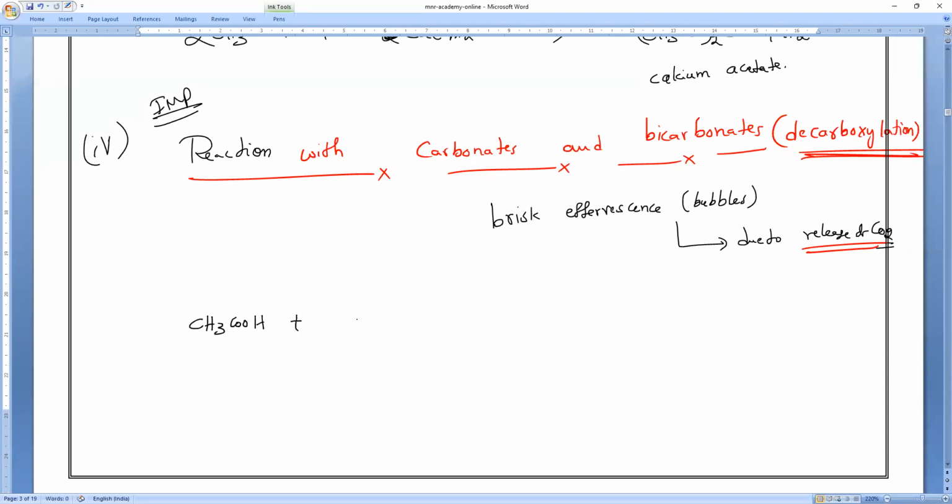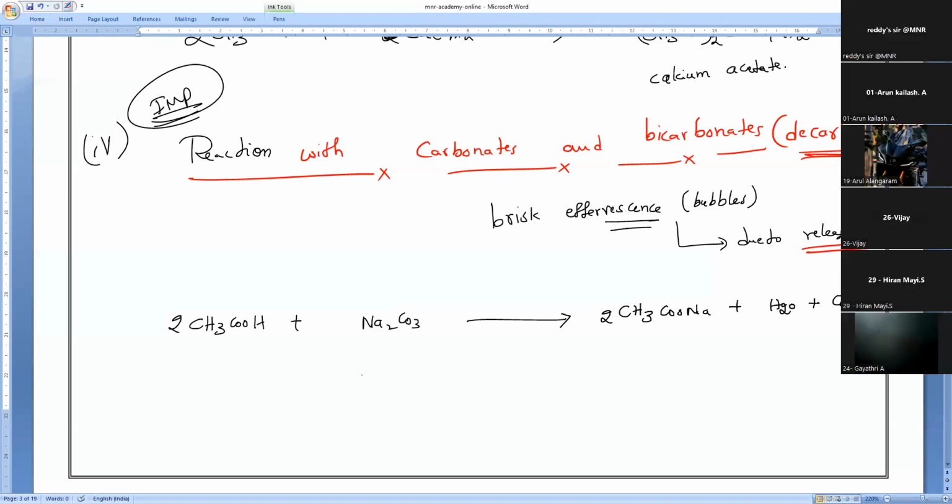CH3COOH reacting with sodium carbonate. Now, both are important equations. This is one of the tests for identifying ethanoic acid. The board exam has asked this question for many years. So we get CH3COONa plus water, and the brisk effervescence is carbon dioxide. Learn it and write it. Very, very important equation. Again, I am telling you. Next one.